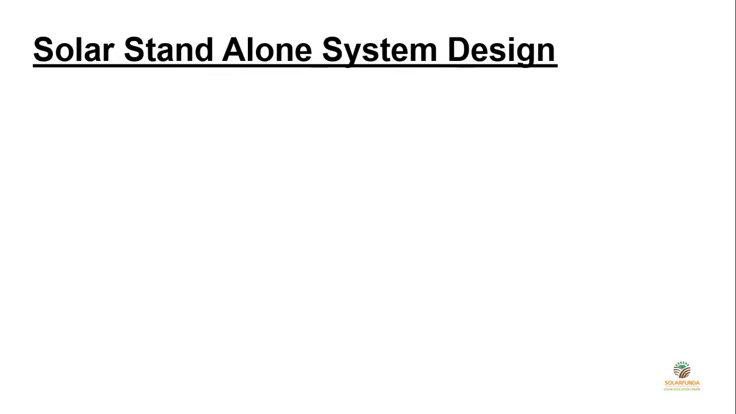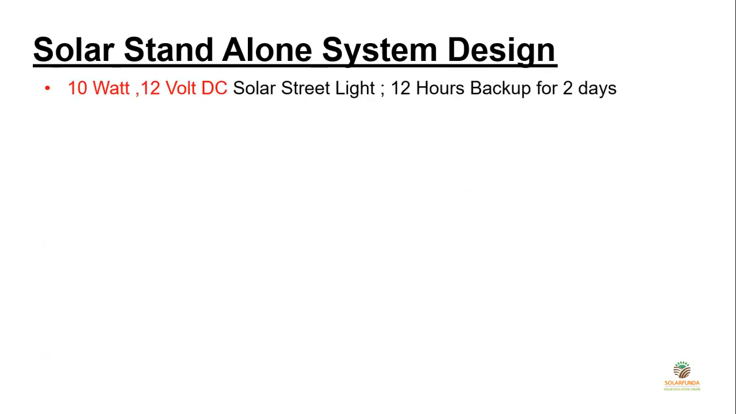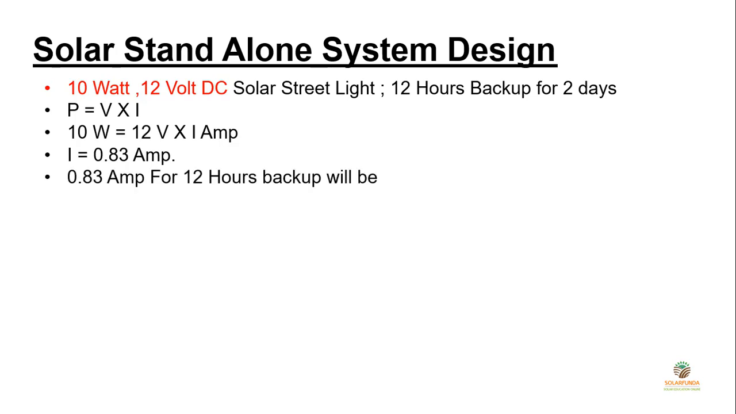Here is the system designing of solar street lights of 10 watts, 12 volts DC LED, where I need 12 hours backup for 2 days. That's because to deal with rainy days. So I will find the current first by the power formula. So current is 0.83 amps. So this 10 watt LED light will require 0.83 amps for this operation.